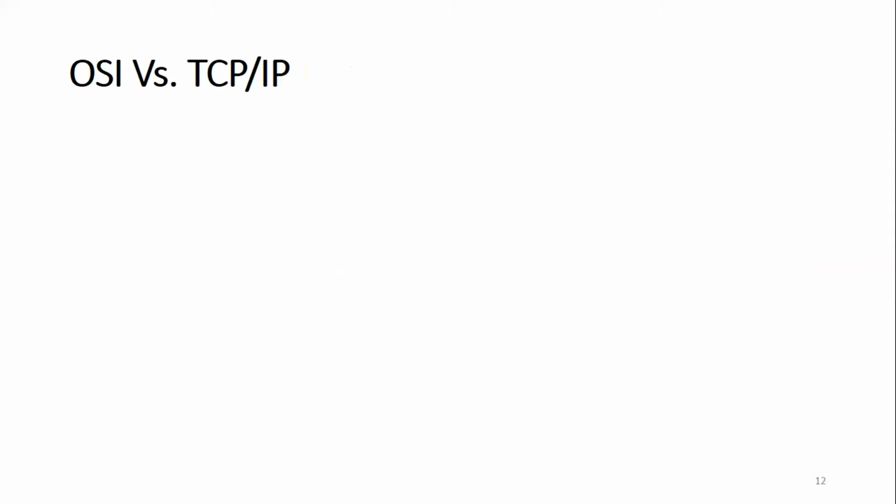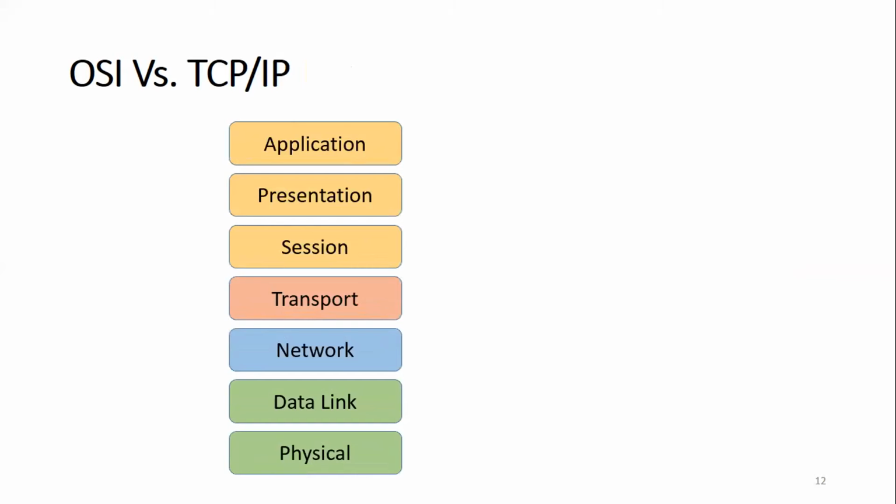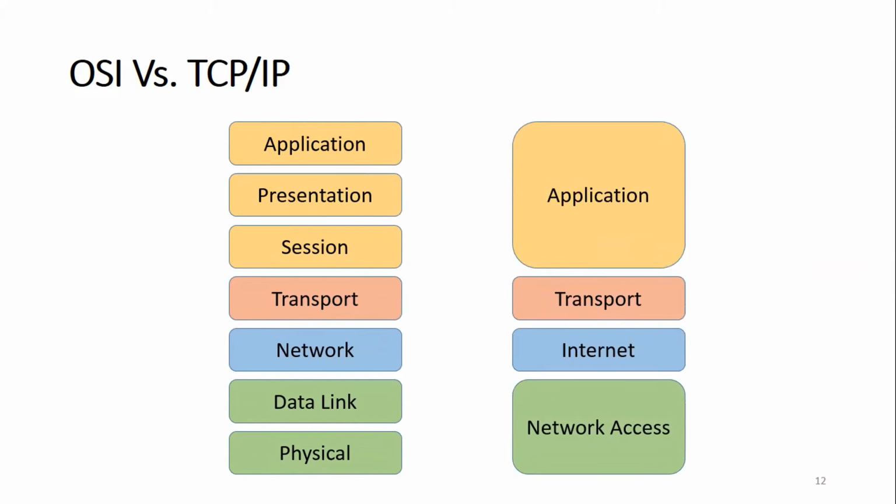Similar to the OSI model, in the internet domain, we'll find the TCP/IP reference model. Here, instead of 7 layers, we will see only 4 layers. The network access layer does functions similar to the physical and data link layers of the OSI model, and the transport and internet layers do the functions similar to the transport and network layers of the OSI model. And finally, the application layer does the functions of the application, presentation, and session layers of the OSI reference model.